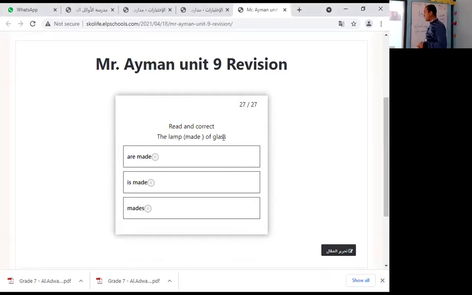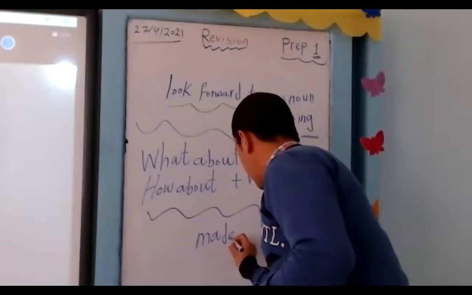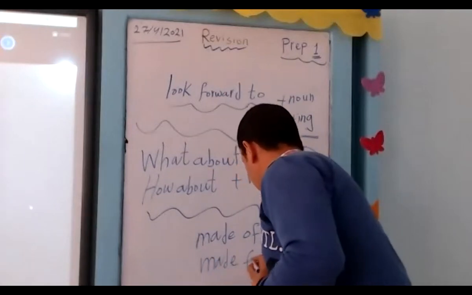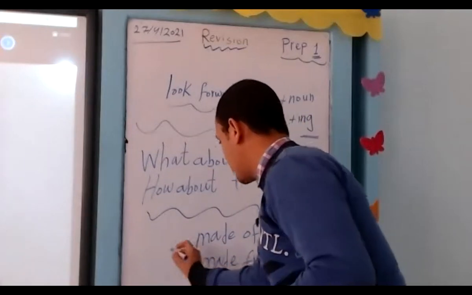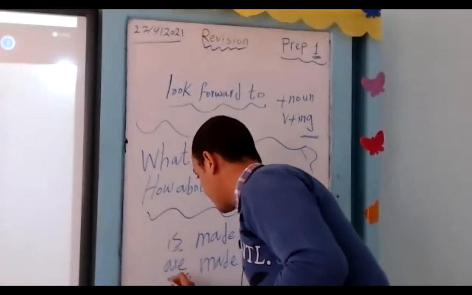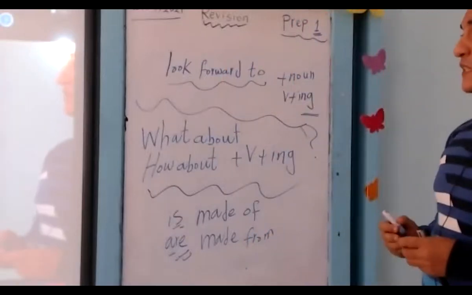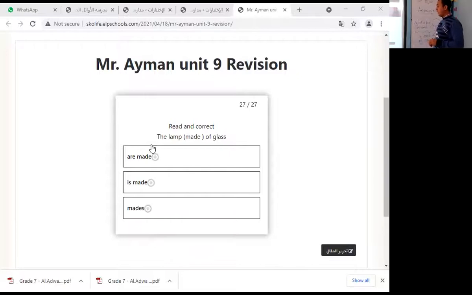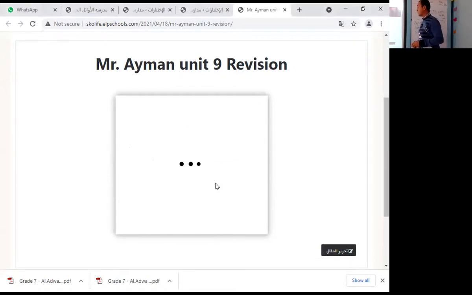Number 27, read and correct. The lamp made of glass. As we said before, made of or made from, we use verb to be, is or are, okay? Singular and plural, okay? So look at the sentence again. The lamp are made of, or is made of, or made of. Yes, the answer is B. The lamp is made of glass, okay?